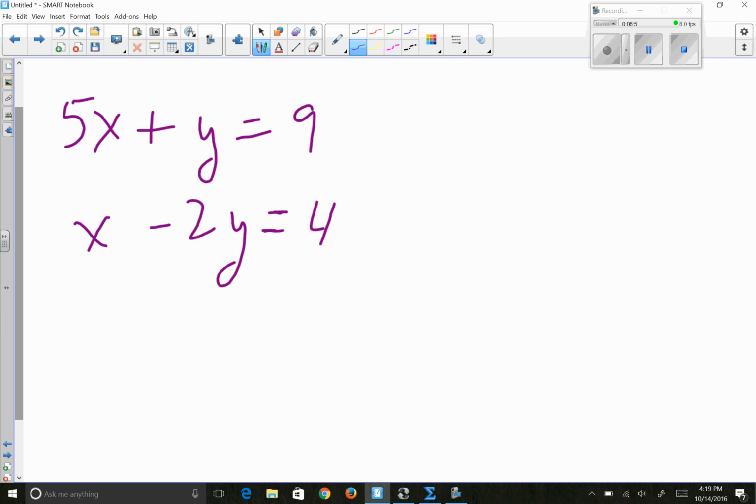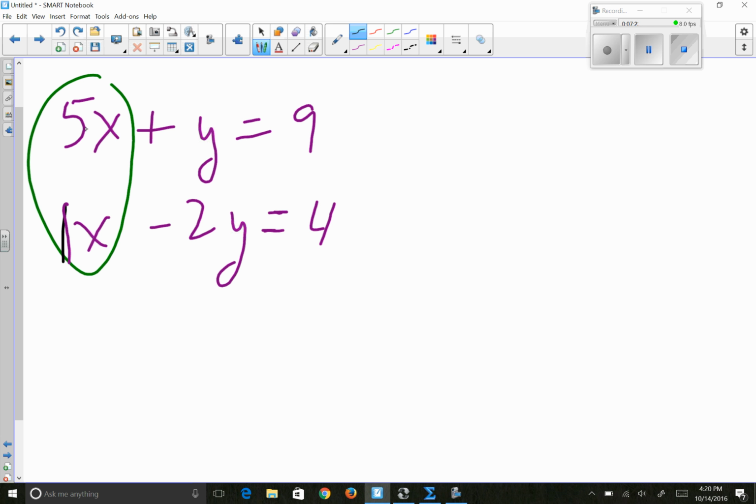So we pick a column, the x column or the y column. Doesn't matter. Let's pick the x column. When we pick the x column, what we mean is these numbers, we need to make these numbers opposites. Right now there's a 5 and a 1. We need to turn them into opposites. And we're going to turn them into 5 and -5.